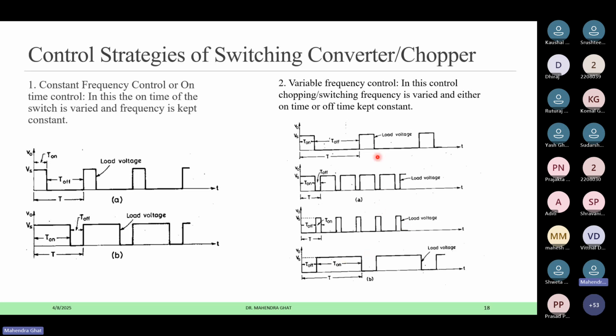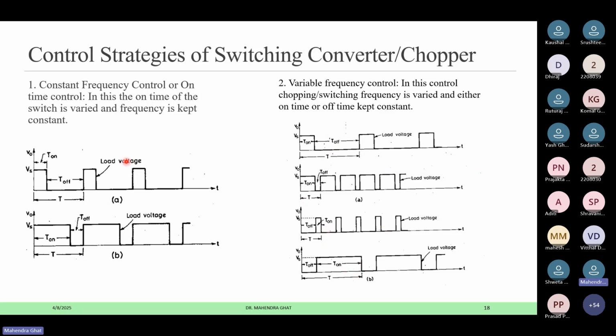Again, in this there are two methods. We can keep the T on time constant and vary the total time, so the T off will vary, or we can keep the T off time constant and vary the T on time. So again, as we vary the frequency, the T on varies, and you will get the same result.